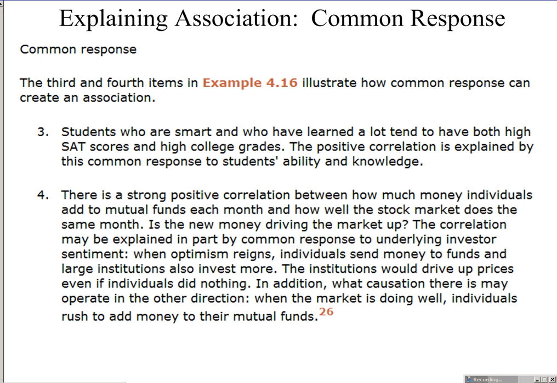In addition, what causation there is may operate in the other direction. When the market is doing well, individuals rush to add money to their mutual funds. So this time, consumer sentiment, whether they feel good about the way the economy is going, is going to determine whether or not they invest money. And companies, if they think the economy is doing well, that is going to directly affect whether or not they invest in improving their companies, hiring workers, things like that. So we have consumer sentiment as our lurking variable here that really causes both of these other two variables to happen.